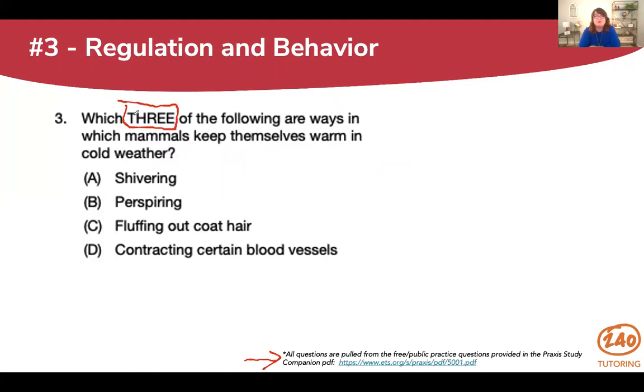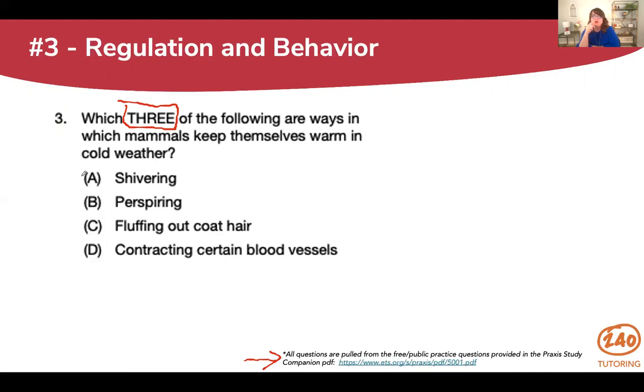This tells you I'm going to select 3 of the 4 answer choices. So you've got to figure out which 3 apply and which one does not. So don't just select 2. You will automatically miss this question. If it says which 3, you're going to select 3. Which 3 of the following ways in which mammals keep themselves warm in cold weather?